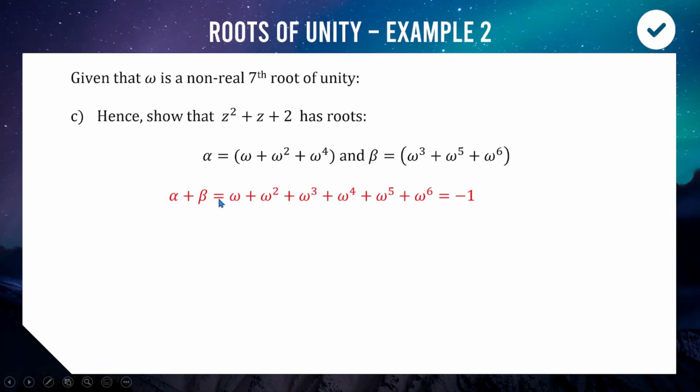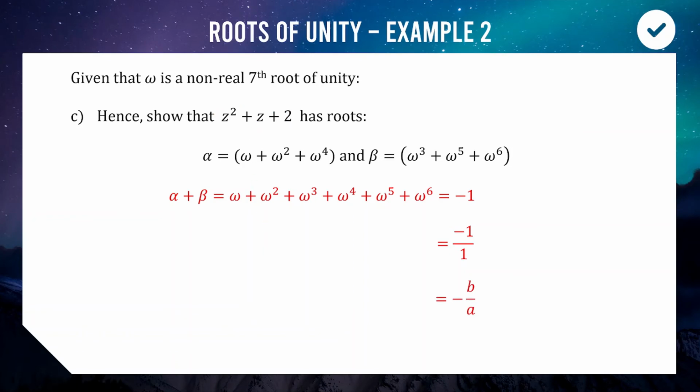Alpha plus beta. Well, if we add these all together, we're going to get omega plus omega squared plus omega cubed, all the way up to omega to the power of 6. Fortunately, in part B, I think, we already proved that this is equal to -1. And -1 is conveniently -1 divided by 1. So we have shown that the sum of the roots of this quadratic equation is equal to -b over a. So the first part is done.